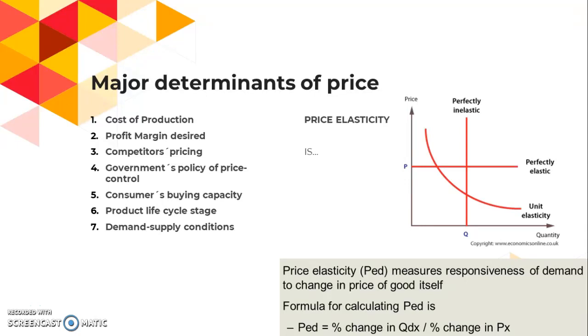Consumers' buying capacity: how much the consumer actually earns in order to buy your product or not. You have to take into consideration the product life cycle stage. Remember, introduction, growth, maturity, decline. I think it was the last one. And you have to take into consideration the demand and supply conditions. That's when elasticity comes in. Is it elastic? Is it inelastic? What kind of product or service are you actually offering? Is it a luxury? Is it a commodity? Is it something that you cannot replace?